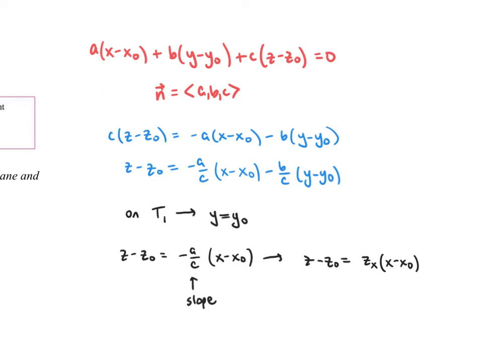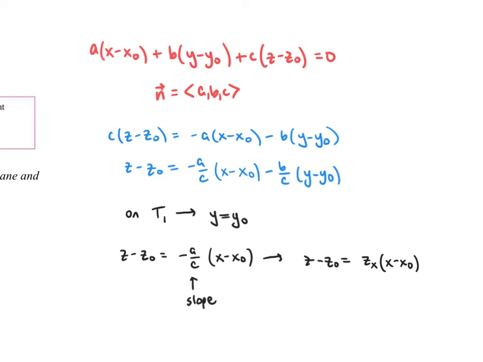So this unknown negative a over c is now really just that partial derivative of z with respect to x. And that's where in our formula you can see that f sub x derivative show up. That's where that partial derivative comes from. And I'll make the connection here in just a minute.